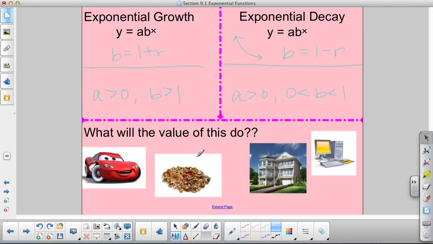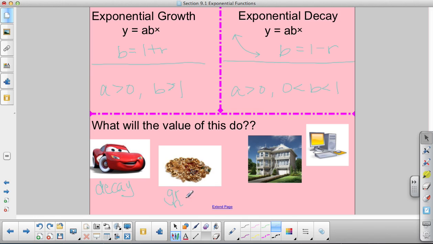Some things that we need to talk about. What will the value of this do? Would this be exponential growth or decay? If you buy a car and you keep it over time, will it grow or decay? The value will decay. Gold. What will happen to the value of gold? Typically it grows, so this is growth. When you purchase a house, typically the value of a house will grow. Sure, there are some instances where it doesn't, but over the long run, it will.